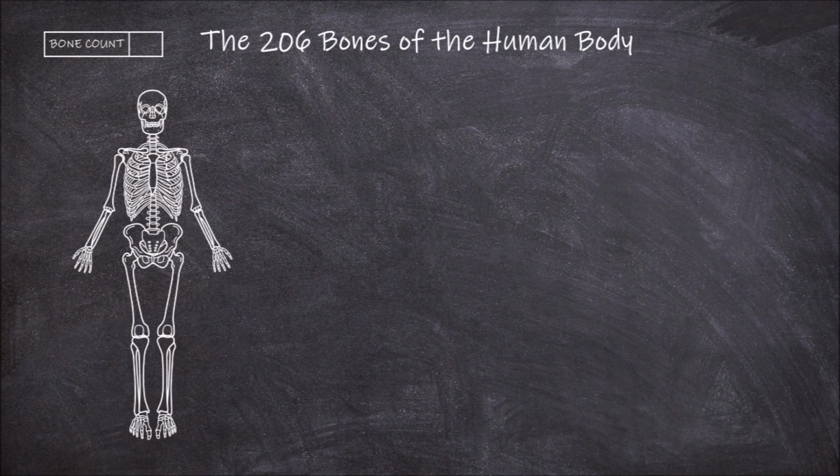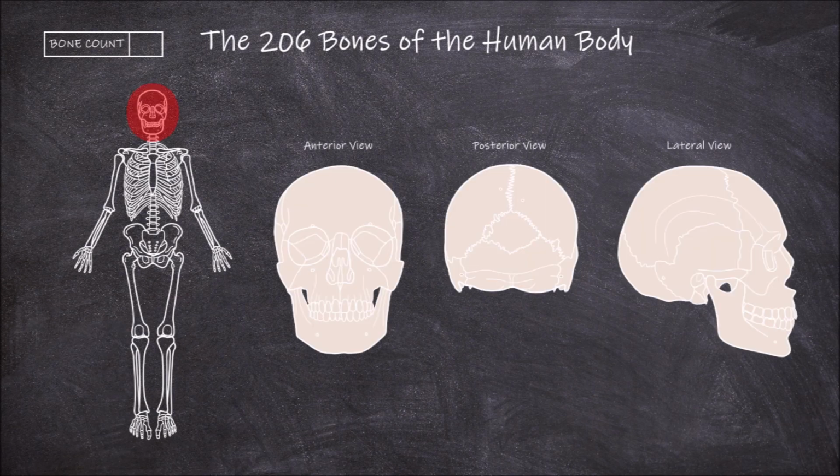If we start with the bones of the head, we have our first 28 bones. First we have the occipital bone at the posterior of the skull. Next we have the two parietal bones on each side of the skull. This takes us up to a total of 3 bones. The next bone is the frontal bone at the front of the skull. This takes us up to a total of 4 bones.